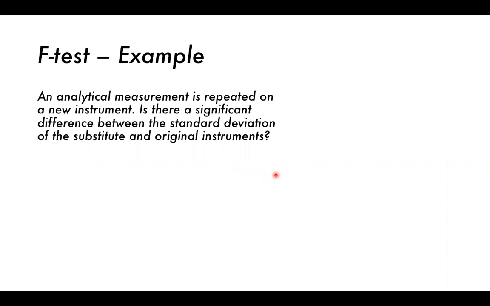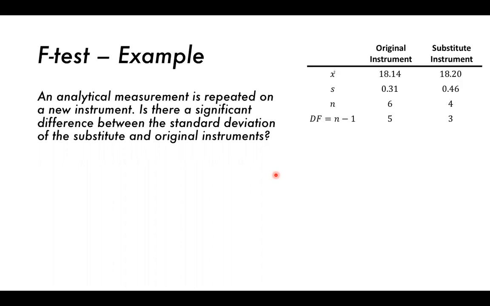So here's an example of doing an F-test. Say in our workplace, a new analytical instrument has arrived, and we want to see if there is going to be a significant difference in the results obtained from this new instrument compared to our previous instrument. An analytical measurement is repeated on a new instrument. Is there a significant difference between the standard deviation of the substitute and the original instruments?